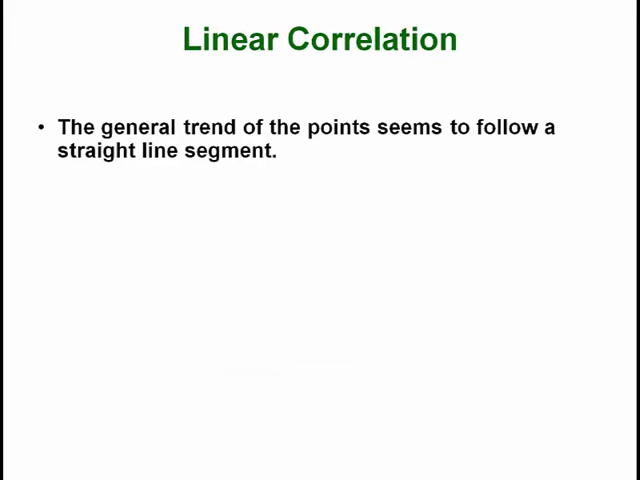So we want to look at linear correlation. The linear correlation is the trend that the points seem to follow a straight line segment. And if we can identify what that line segment is, we can use that information as a prediction model for x and y. Give me x, I'll tell you what y is.